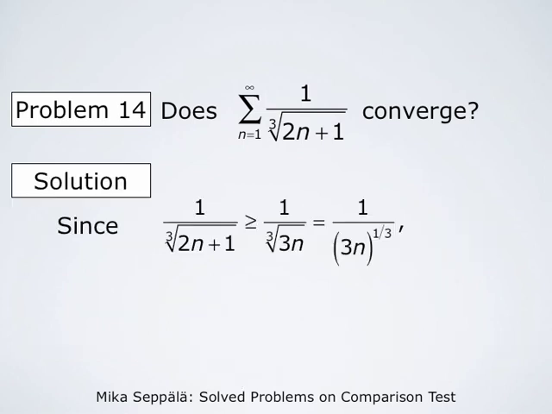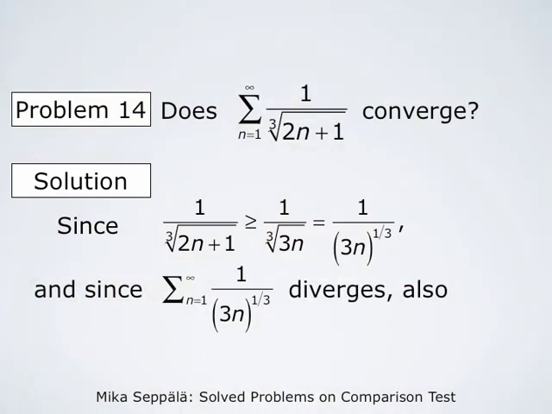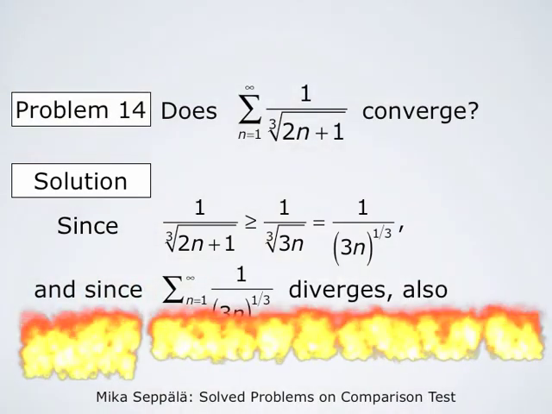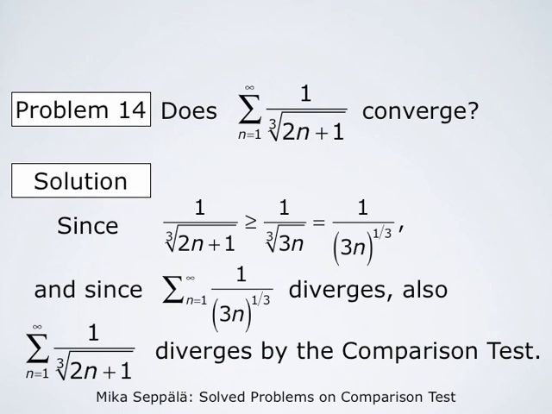We have established that 1 over the cube root of (2n plus 1) is greater than or equal to 1 over (3n) raised to the power 1/3, and that these terms 1 over (3n) raised to the power 1/3 form a divergent series. Therefore also the original series summation n from 1 to infinity of 1 over the cube root of (2n plus 1) diverges by the comparison test.